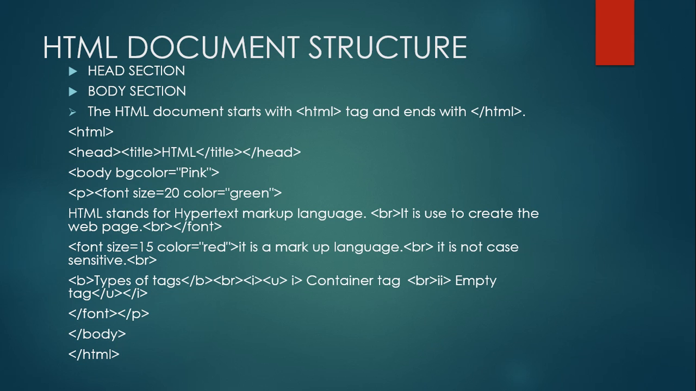Now P for the paragraph, font is the tag, size and color, those are the attributes. 20 is the numeric value, so it is not mandatory to close it in double quotes. But green is the string value, so it should be closed within the double quotes. Now the text is written. Now BR tag is used. BR is an empty tag used to break the line.